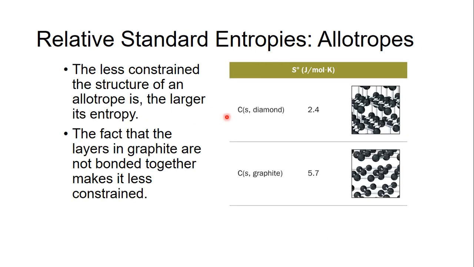Also, different allotropes have different standard entropies, and it really has to do with the constraint of your structure. Diamond is very constrained compared to graphite. That is because diamond has extra bonds where graphite does not. These extra bonds mean that it has less movement. So diamond has lower entropy than graphite.